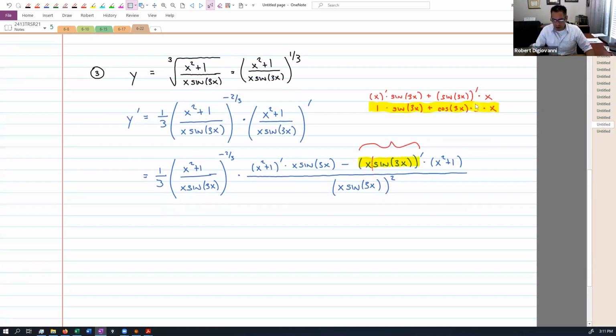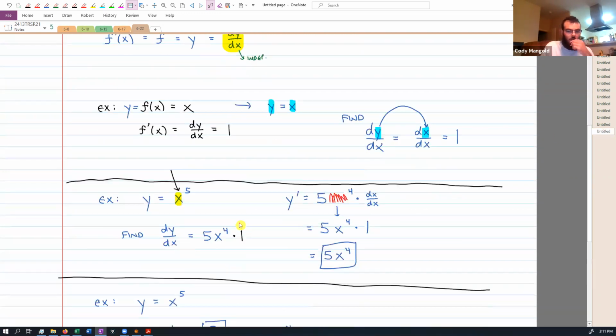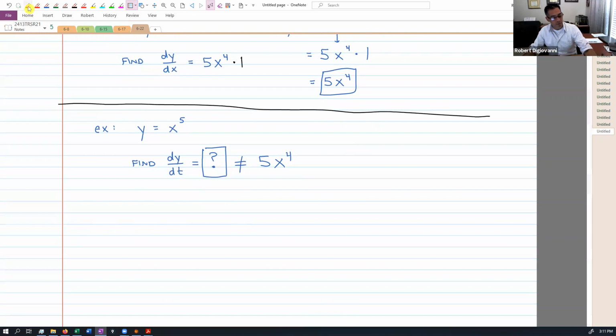Just replace all of that right here, and then right here, replace that with 2x, and you're done. Question: if that y was equal to t to the fifth, then that dy over dt could work the same way as like the dx over dx? Okay, yeah, that's a good question.